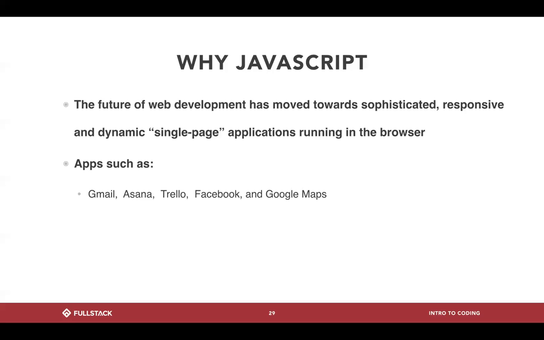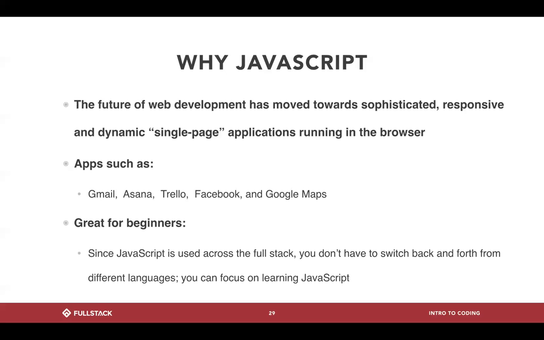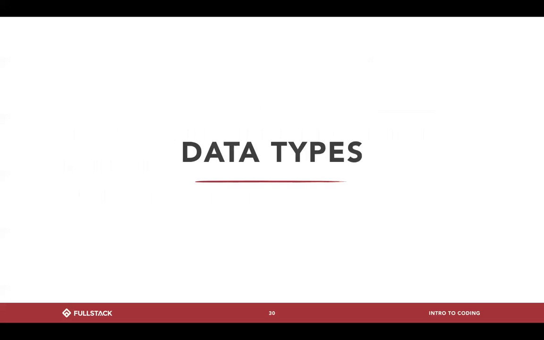Some other apps that use this type of programming are Gmail, Asana, Trello, Facebook, Google Maps. JavaScript's also great for beginners because it's used across the full stack. You can start to write applications and build things without having to learn two different programming languages. So it's really cool. Any questions on the history of JavaScript and why JavaScript is so awesome?